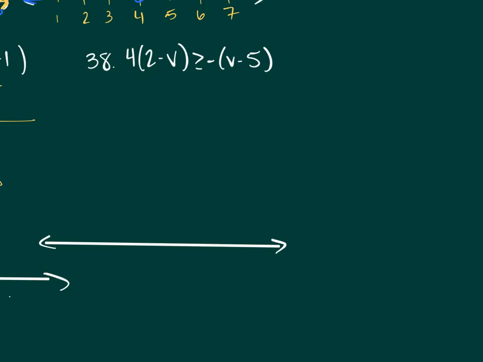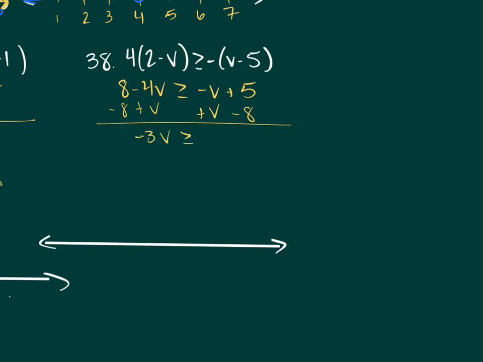38. 4 times 2 minus v is greater than or equal to negative times v minus 5. So I'm going to first distribute everything through on both sides. So I get 8 minus 4v is greater than or equal to negative v plus 5. I'm going to add v to both sides and subtract 8 from each side. So I get negative 3v greater than or equal to negative 3. Then I'm going to divide both sides by negative 3. So v is less than or equal to 1.